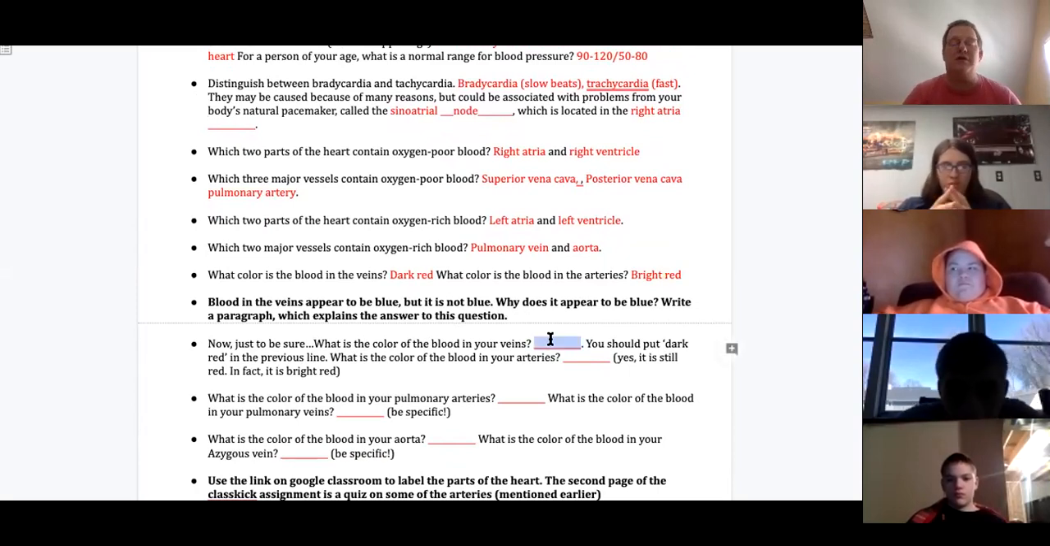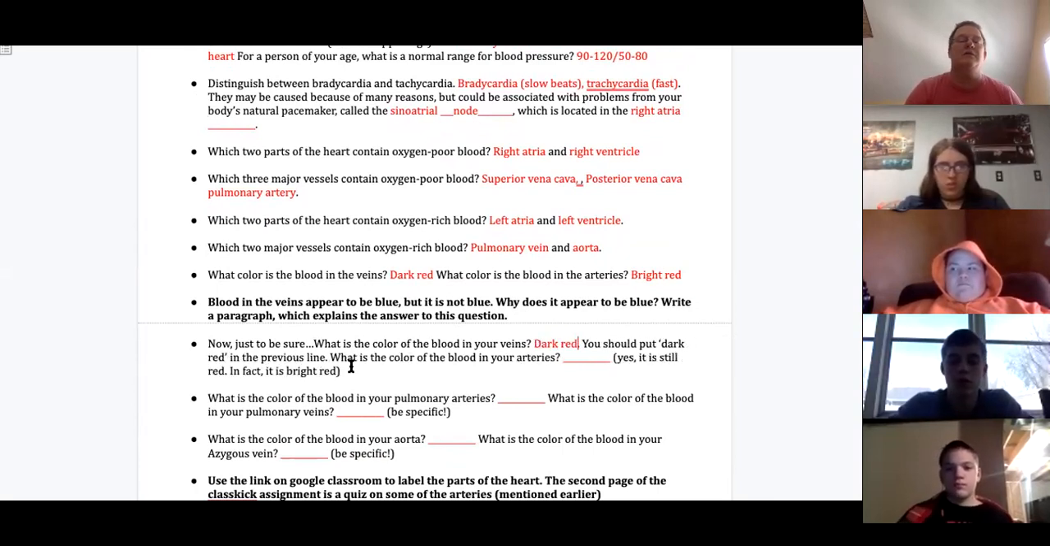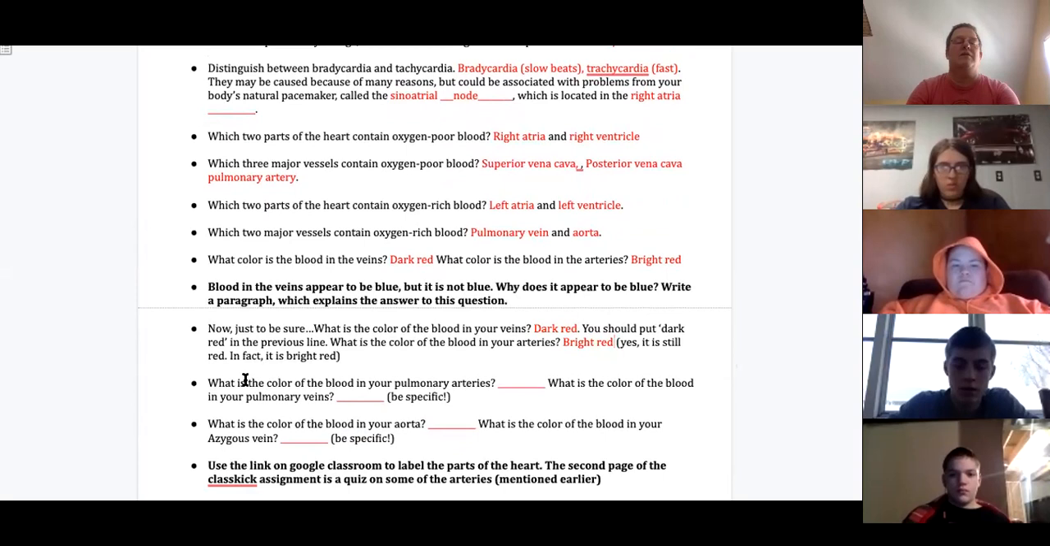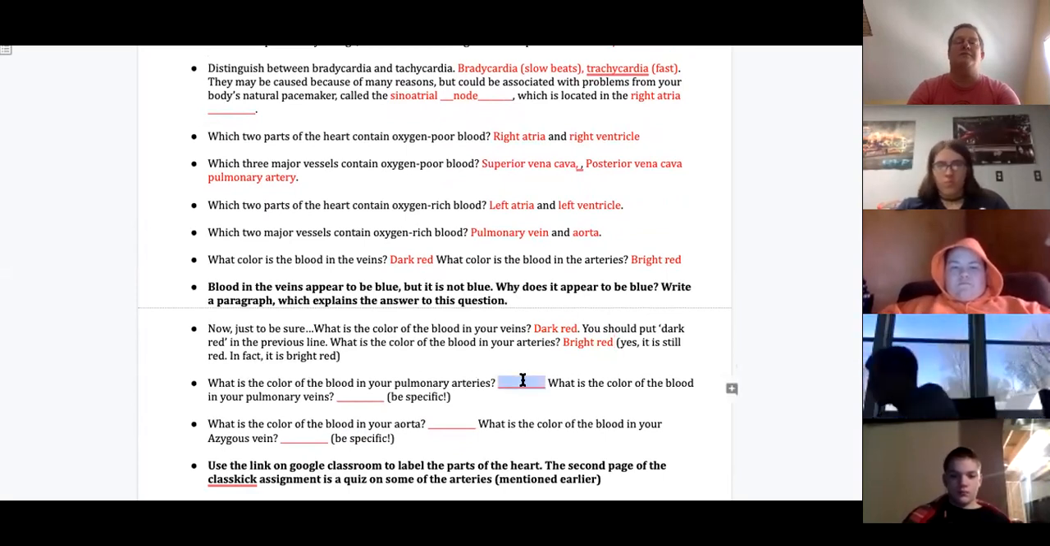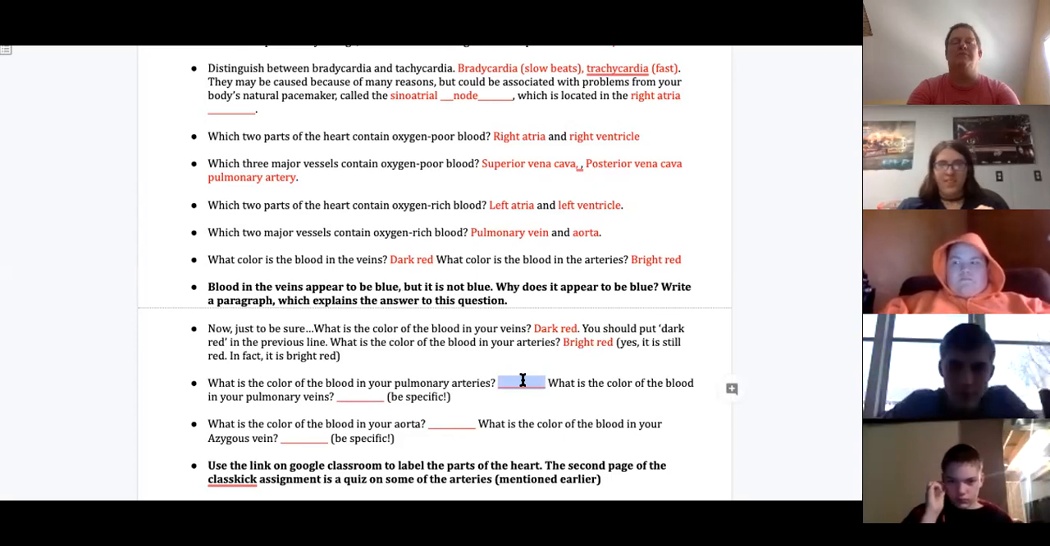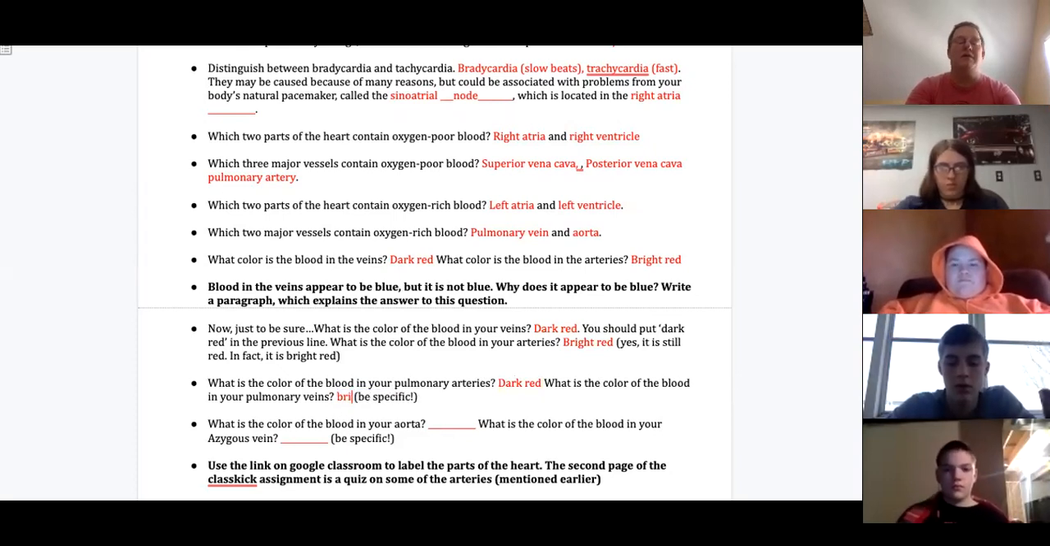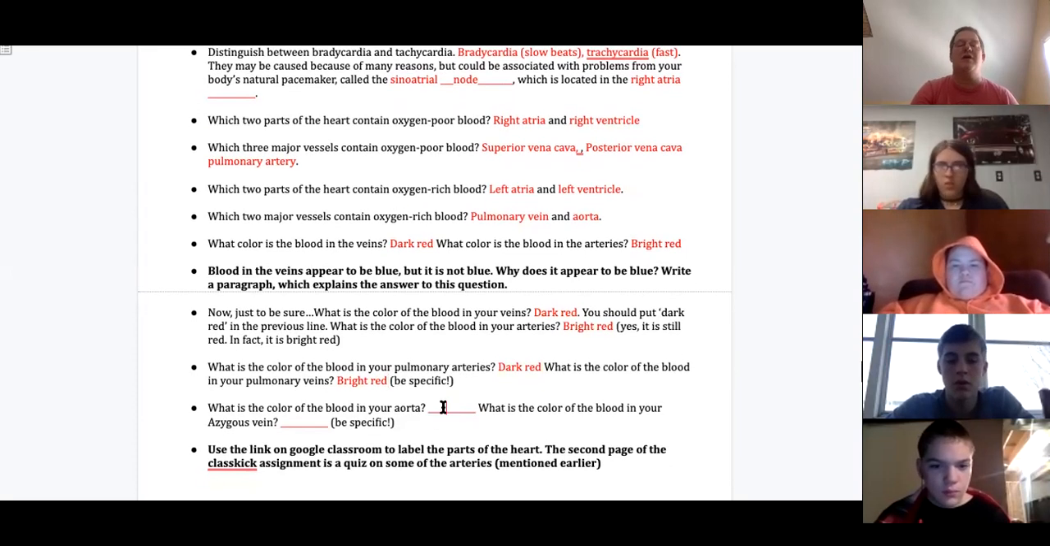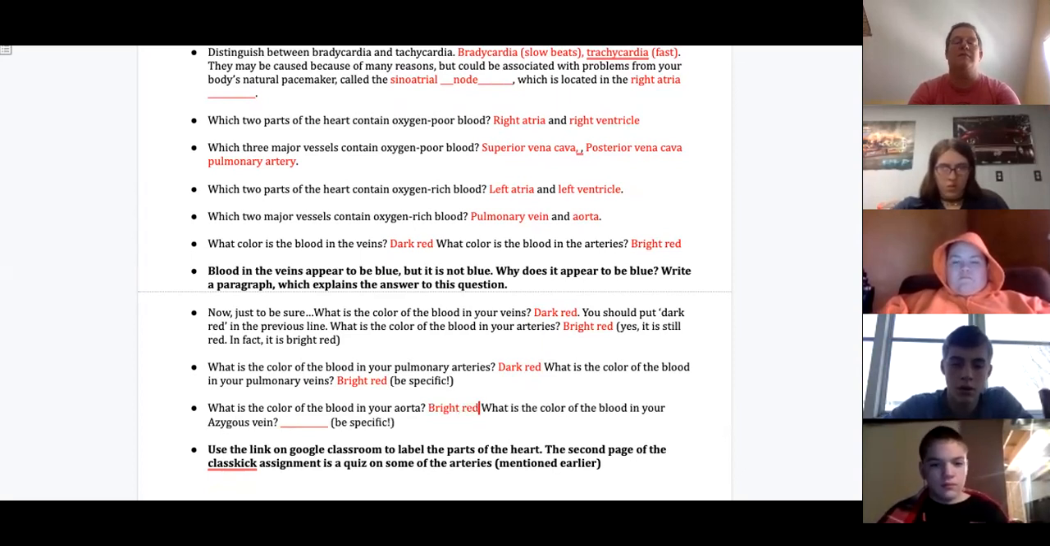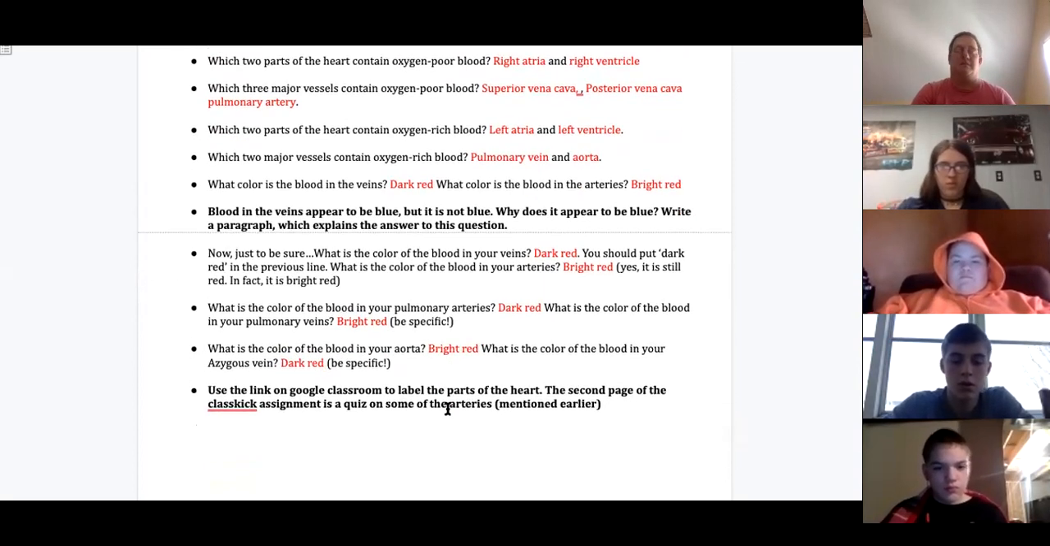Now, just to be sure, what is the color of the blood in your veins? Again, it's dark red. The color of the blood in your arteries is bright red. The color of the blood in your pulmonary arteries? Pulmonary arteries go to the lungs, so dark red. Pulmonary veins are bright red. What about the aorta? It would be bright red. The azygous vein? Dark red.